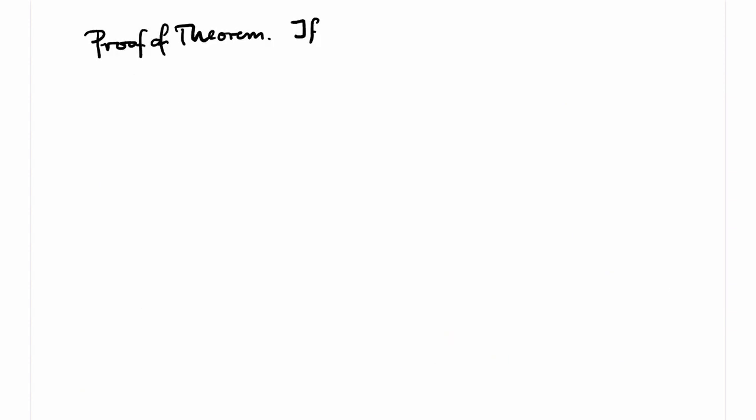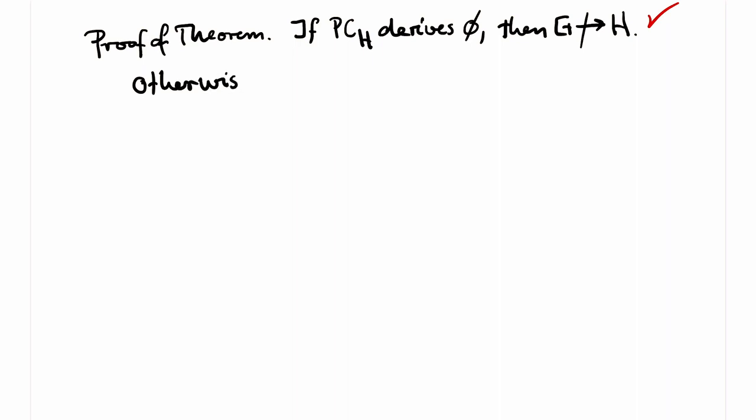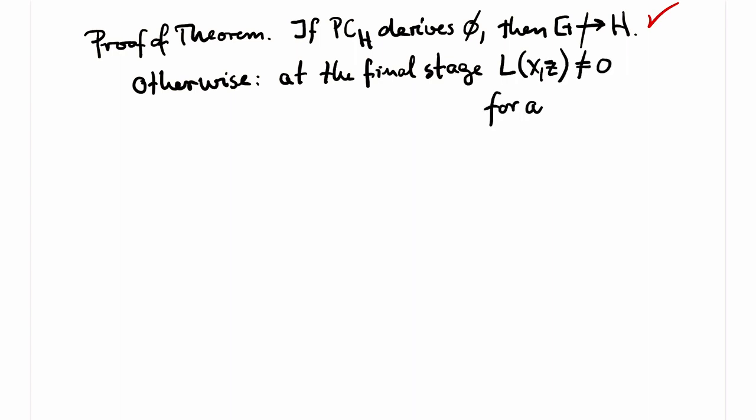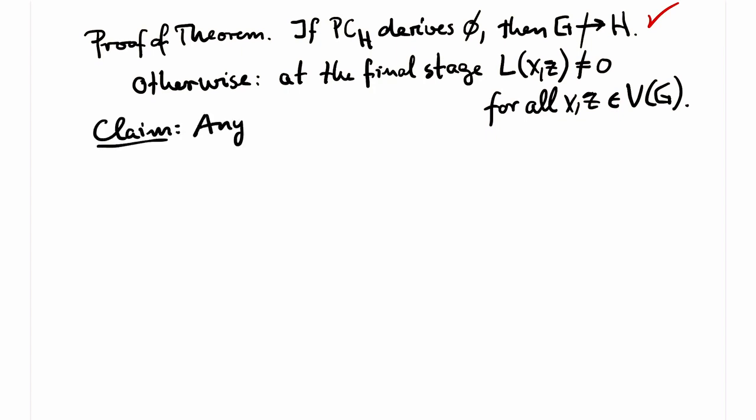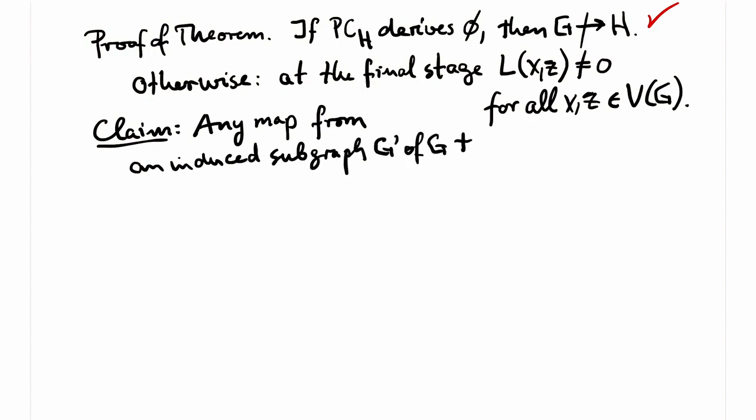Let's now prove the theorem of Feder and Vardi. If the path consistency procedure derives the empty list, then G clearly has no homomorphism to H. That's what we've already seen. Otherwise, at the final stage of the execution of the path consistency procedure on G, all the lists are non-empty. We need to show that there exists a homomorphism from G to H.